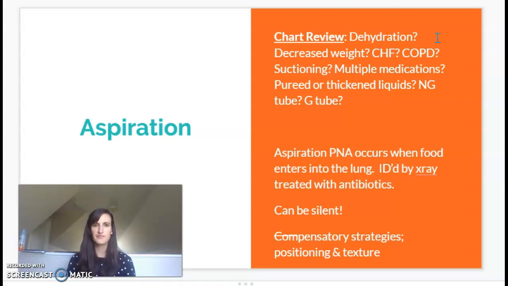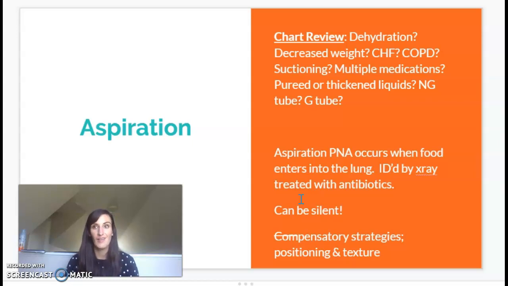It's one of the leading causes of death that people don't even think about or don't know about. And so it's identified by x-ray, and then it's treated with antibiotics because it is a form of pneumonia. But the thing that I want you to focus on here is where it says it can be silent, because folks think that if they're chewing but they're not coughing, then they're fine. Not true. Okay, so you can have silent aspiration pneumonia, and they can be aspirating those particles into their lung and not even know.